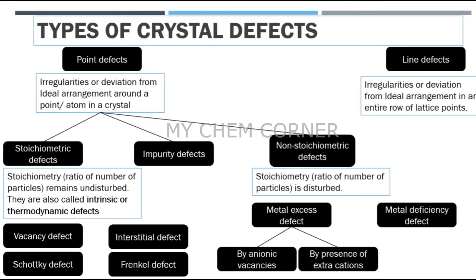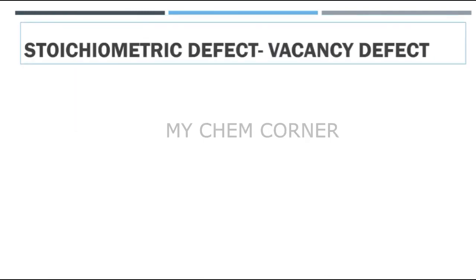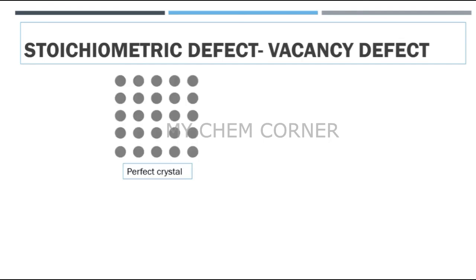Now the next one that we're going to talk about in detail is stoichiometric defects. So let's learn about that. Under stoichiometric defects, we learned four types: vacancy defect, interstitial defect, Schottky defect, and Frenkel defect. Now under vacancy defect, just as the name says, you have a perfect crystal here.